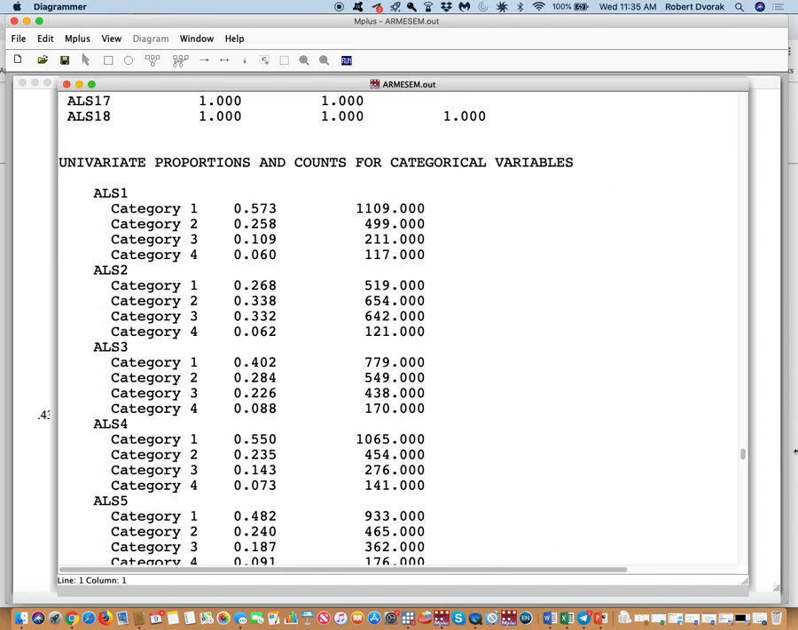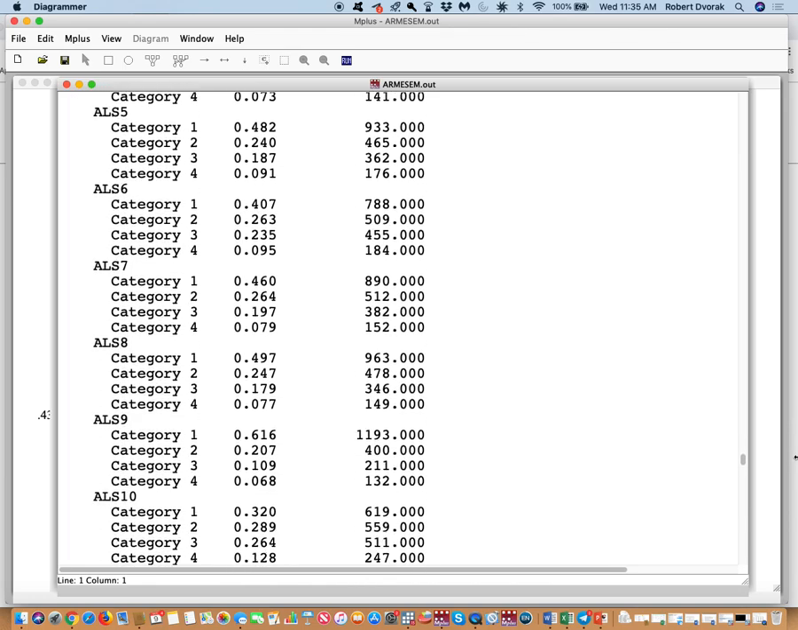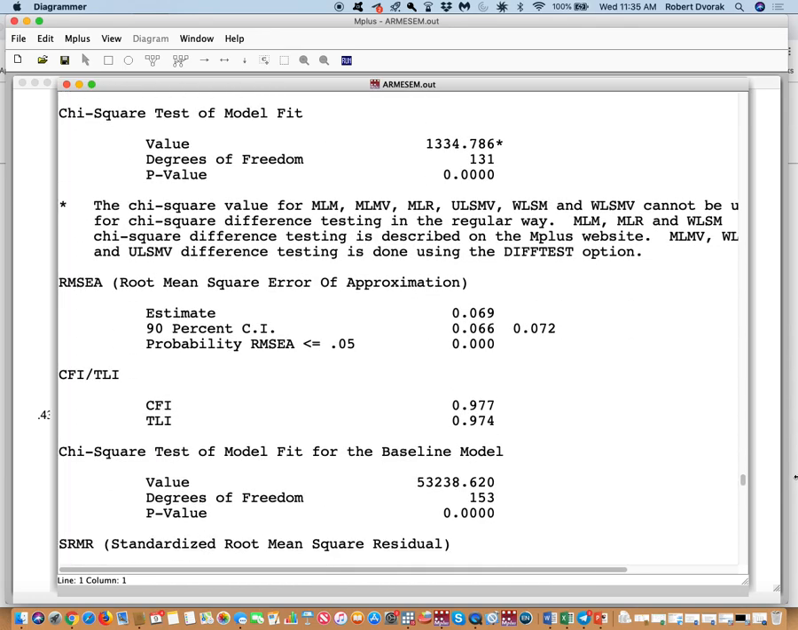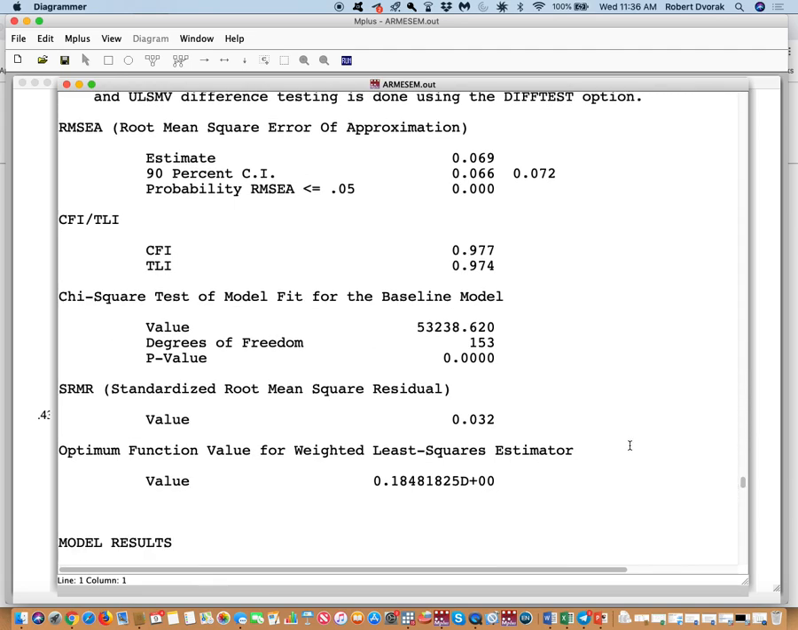All right, so we scroll down. We now see our univariate proportions and counts for each one of these categories. We get a chi-square model test. And we can see that when we've changed this now, some of our estimates look a little bit better, right? RMSEA looks a little bit worse. CFI and TLI both look quite a bit better, right? SRMR is 0.032, and you don't need to worry about this.